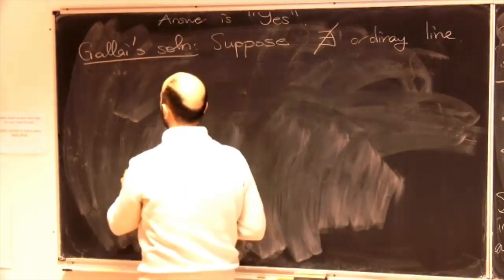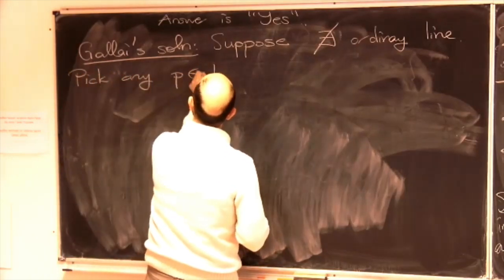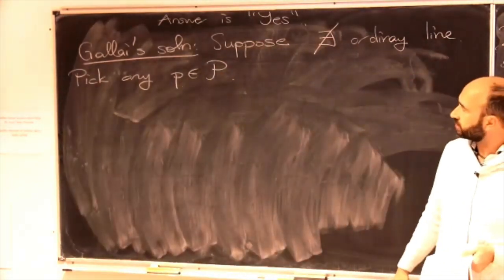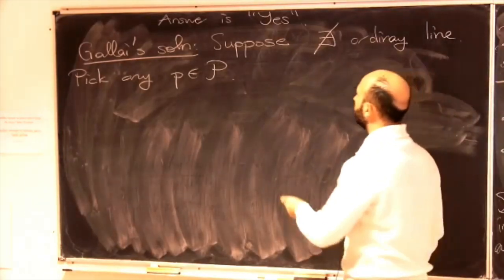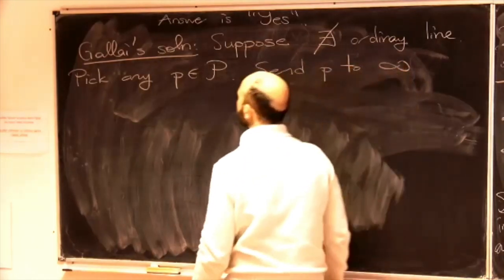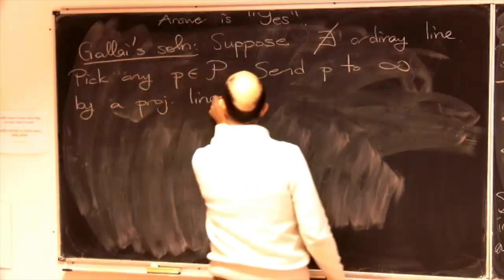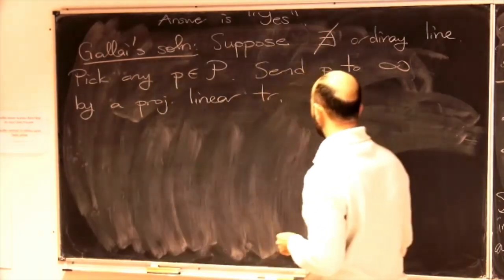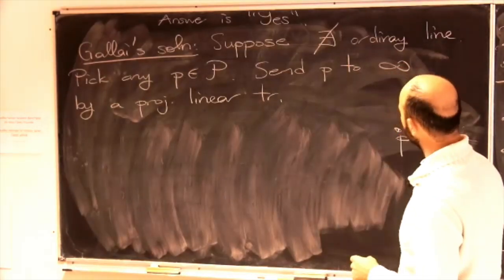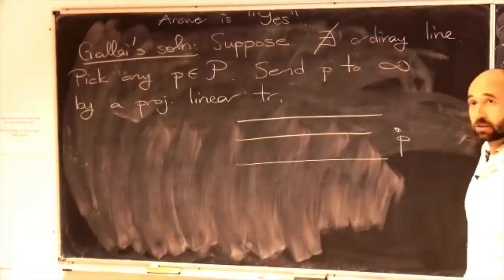Okay, so pick any point P of your point set. Now we can make use of the projective transformation. Send P to infinity in some way, by a projective linear transformation. It could be any point at infinity. It doesn't matter for the purpose. So it's some point at infinity here. And the lines passing through P in your affine plane will look like some parallel lines.